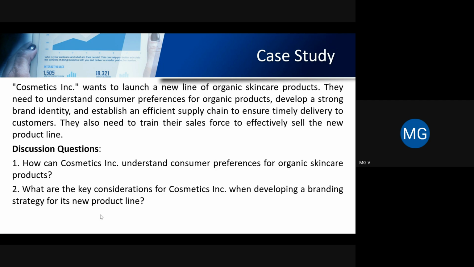Yes, right. So the hidden concept here is related to conducting marketing research, including surveys, focus groups, and social media listening to understand consumer needs, values, and purchasing habits related to organic products. So we need to explore the hidden thing. Yes, that is the key.